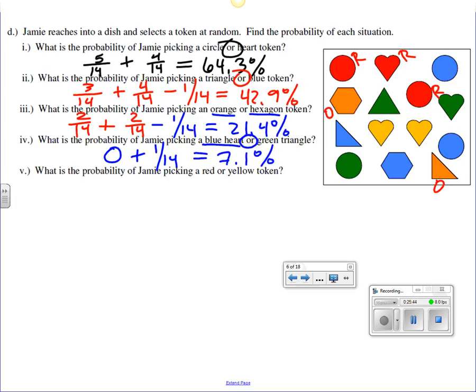Okay. What is the probability of Jamie picking a red or yellow? Charlie, what's the probability of getting a red? Very good. Plus, Keith, what's the probability of getting a yellow? Good. And Olivia, can you be red and yellow at the same time? No. That's what my first period said. What do you get for this one?